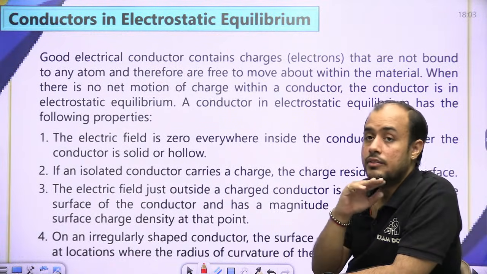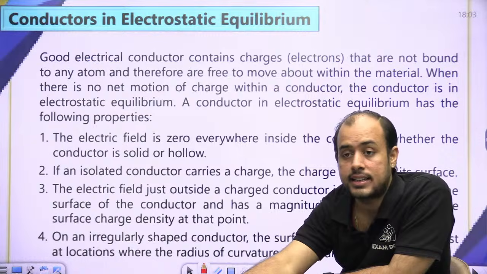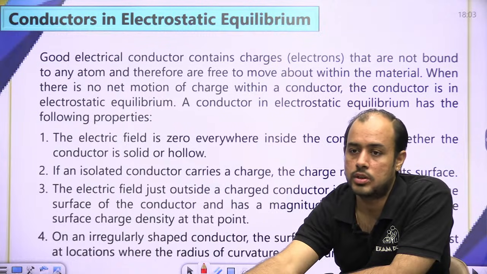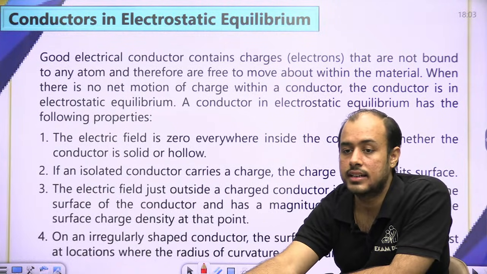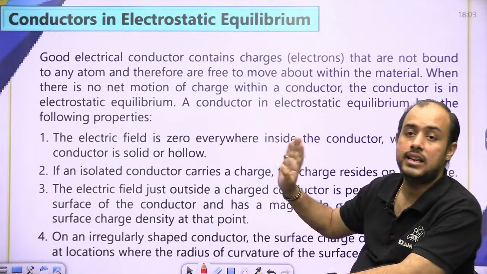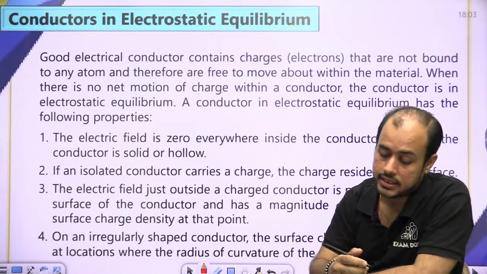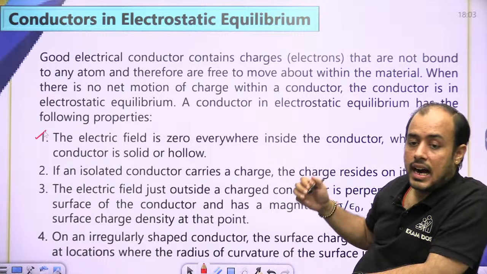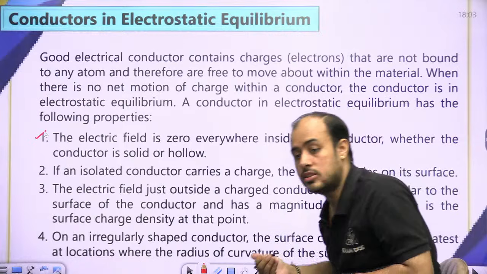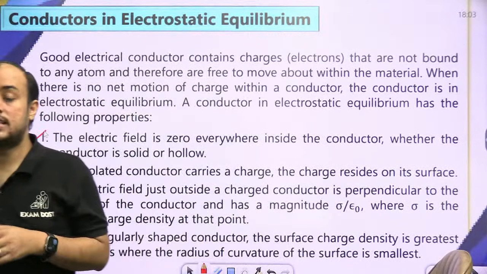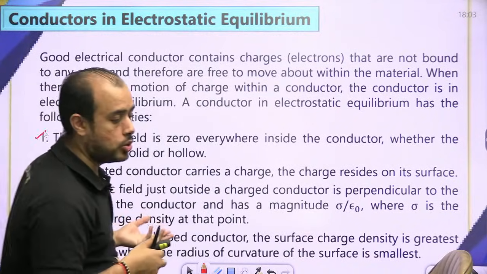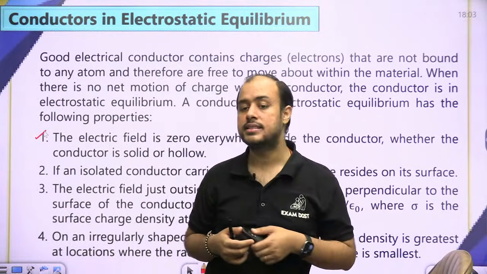ध्यान से सुनो. Whenever you talk about a conductor, whether it is a hollow conductor or a solid conductor, a conductor always beta stores the charge on its surface. In a conductor, charges can never lie inside the conductor. So electric field is zero everywhere inside the conductor. Okay? If it is an isolated conductor, the entire charge will lie on the surface because there is no charge inside. So if you apply the Gauss law, inside the conductor, charge enclosed is zero. Therefore, electric field is zero.